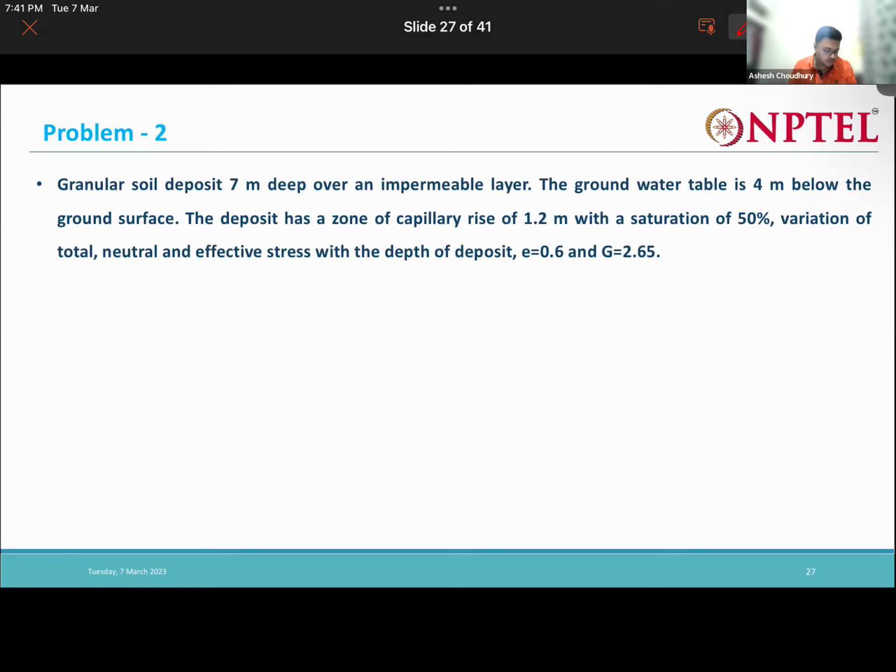So the next problem: we have a granular soil deposit 7 meter deep over an impermeable layer. The ground water table is 4 meter below the ground surface. The deposit has a zone of capillary rise of 1.2 meter with a saturation of 50%. Then we have to find out the variation. So let us draw the diagram.